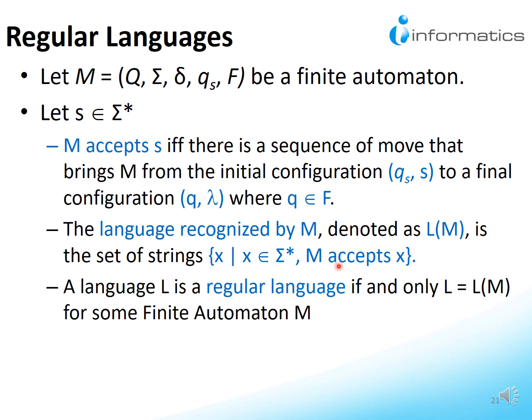All the strings accepted by the machine form a language, and this language can be denoted as the language of the machine, L of M. So L is a regular language if and only if it can be recognized by a finite state automaton. In other words, if L is equal to L of a finite state machine M, then we say that L is a regular language.